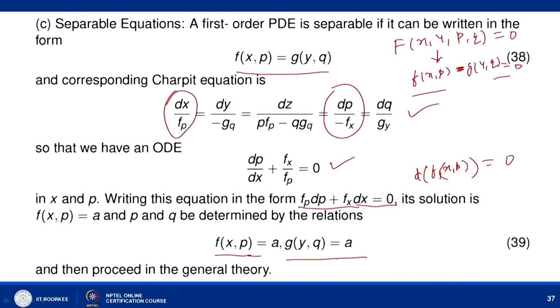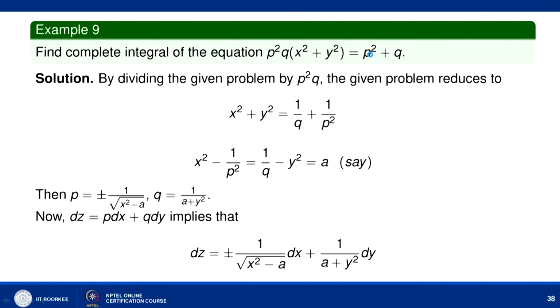Now with these two relations, you find out p and q. That is the idea. So when your equation is separable, these values come out to be a constant, and with this you can find out p and q, and once we have p and q, you can solve dz equal to p dx plus q dy. So let us take one example.